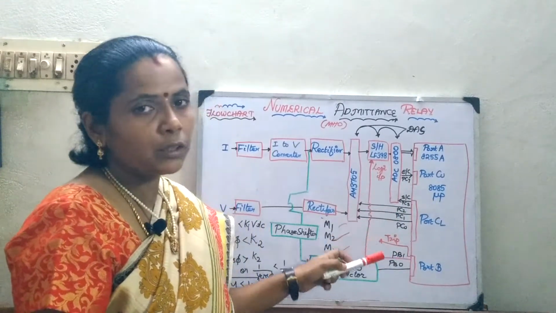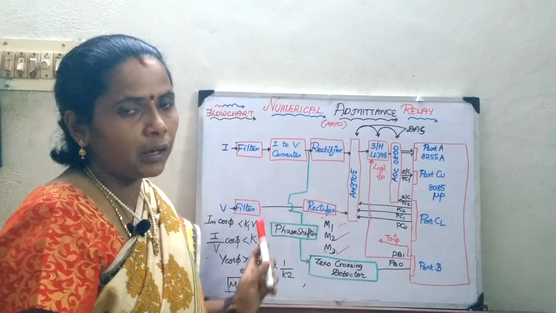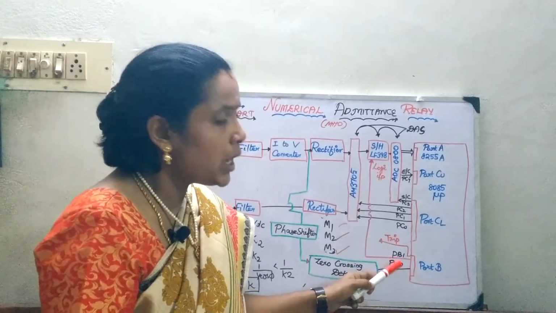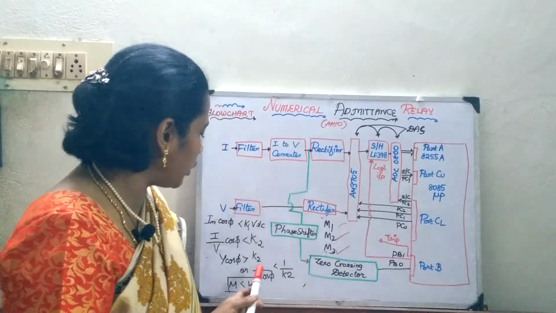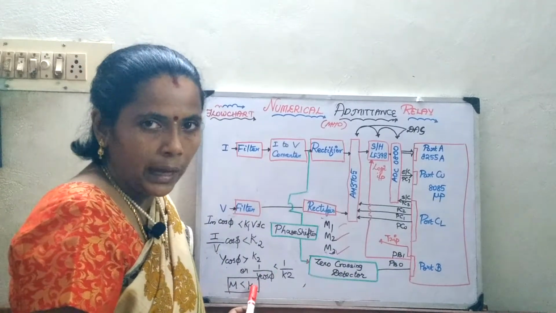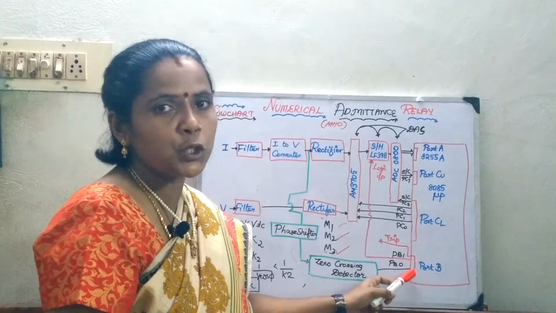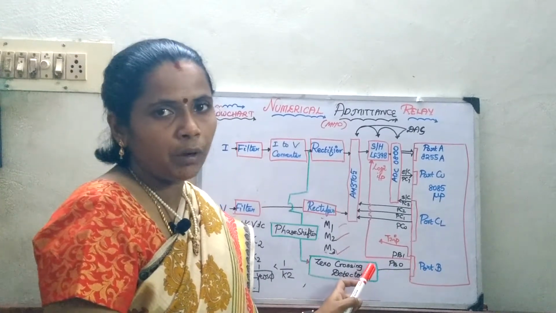So once it measures the instantaneous value of the current with the phase shifted value of the voltage, it is going to give the admittance value. So when this admittance value is going to be less than the required value, then in this case it will issue a signal to the circuit breaker for it to trip.